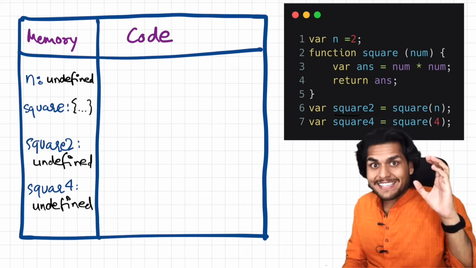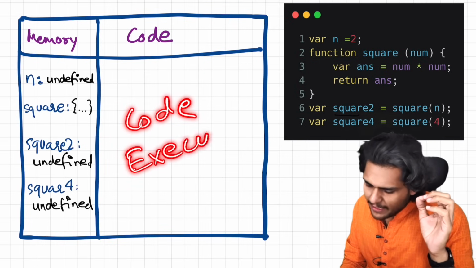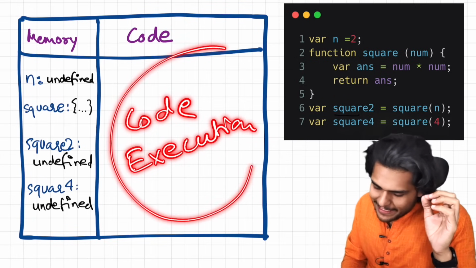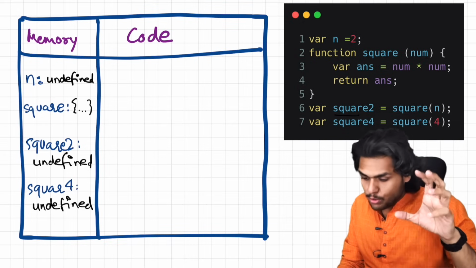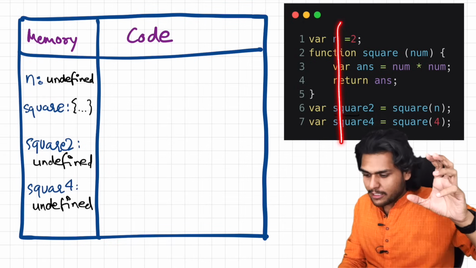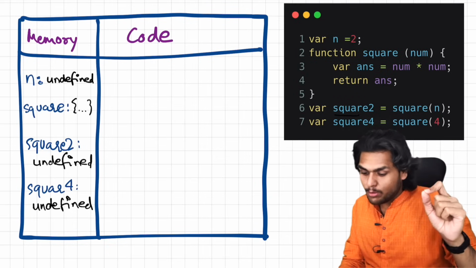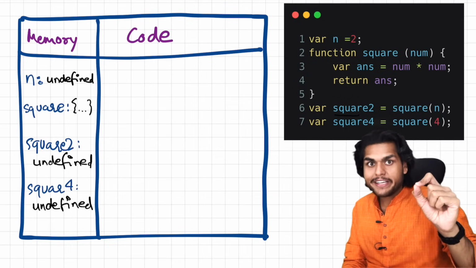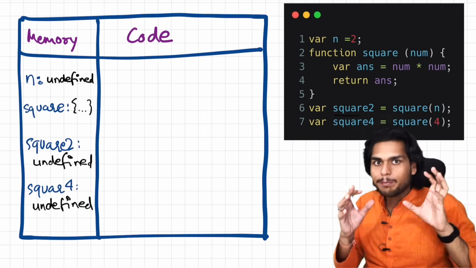The second phase is the code execution phase. Let's see how this code is now executed after the memory allocation. Now JavaScript once again runs through this whole JavaScript program line by line and executes the code. This is the point when all these functions and every calculation in the program is done.